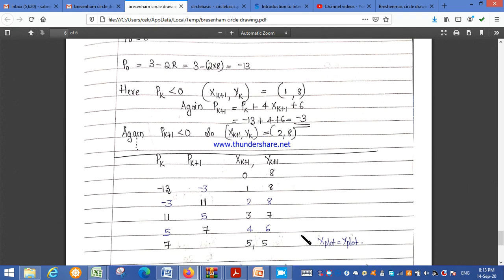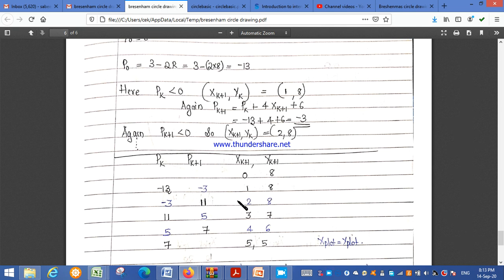So you can see this: if the center is the origin, 0, 0, then no problem, you can directly plot this value itself. If the center is not 0, 0 but some other point, then you have to add that value to each xk and yk plus 1 in order to get the correct point.